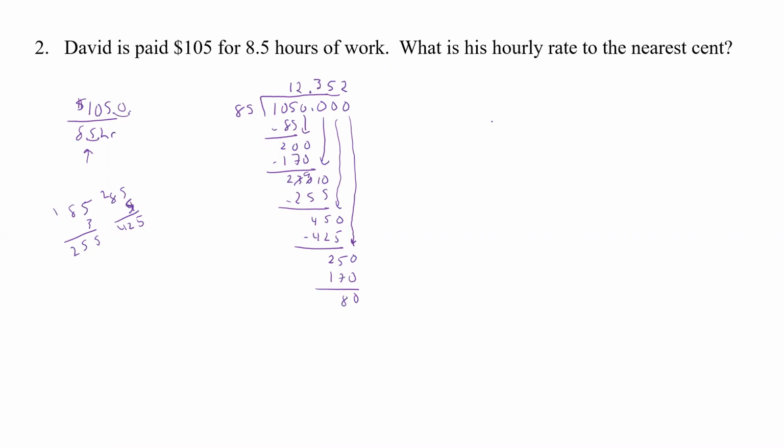And so his hourly rate to the nearest penny is, well, the 2 does not round up the 5, so it's going to be $12.35 per hour. Okay. And again, a lot of these are going back to dividing, and so long division is what we're going to be doing on a lot of this chapter, or multiplying, and so get used to multiplying and dividing again a lot.